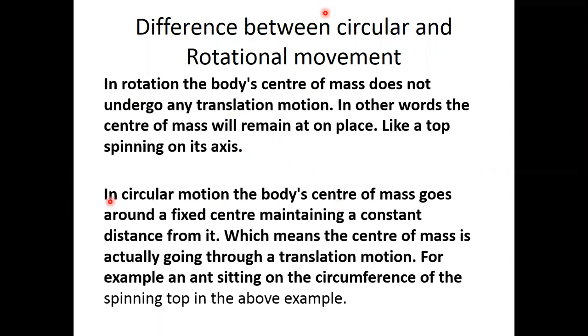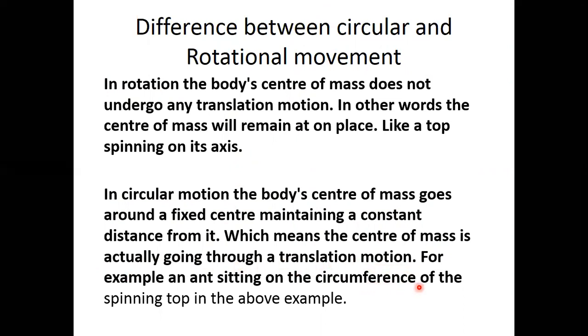Second, in circular motion, the body's center of mass goes around a fixed center, maintaining a constant distance from it, which means the center of mass is actually going through a translational motion. For example, an ant sitting on the circumference of the spinning top in the above example.